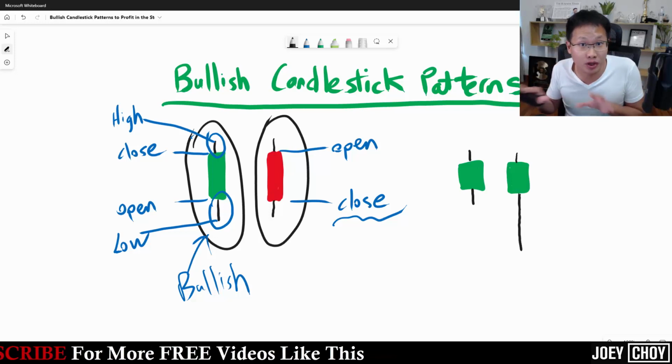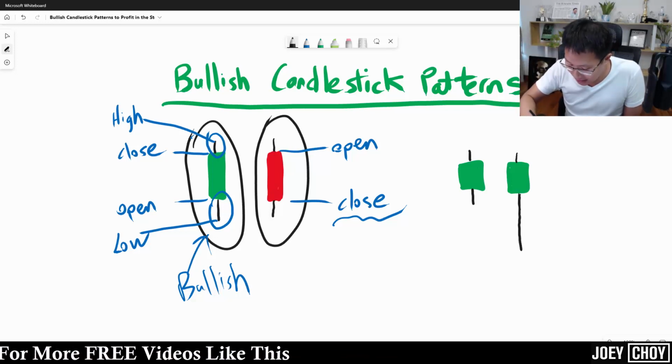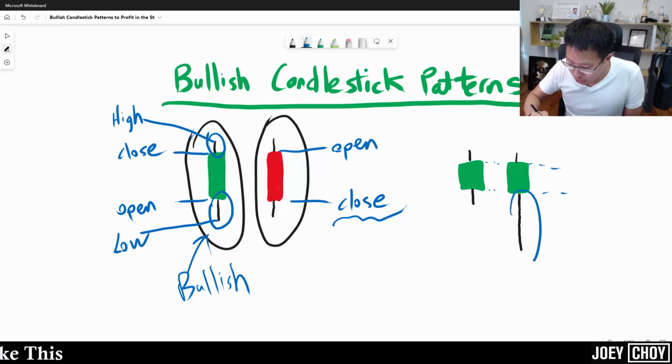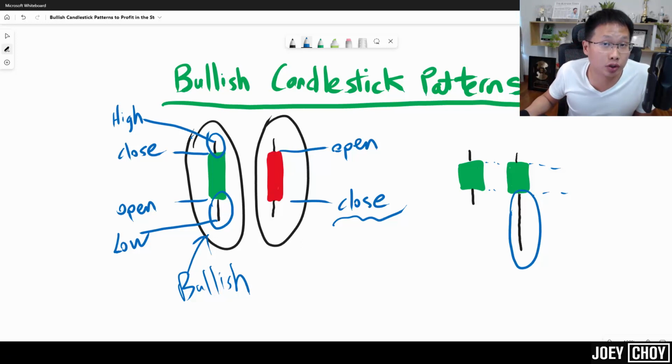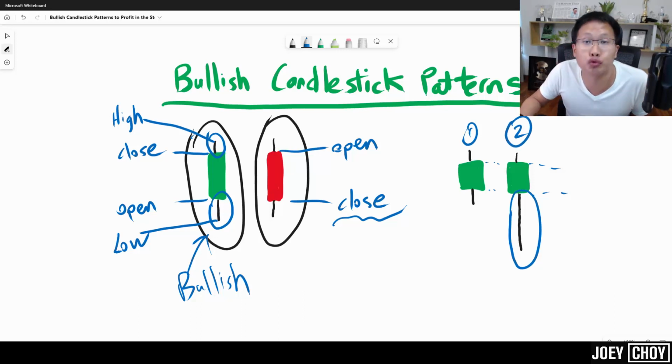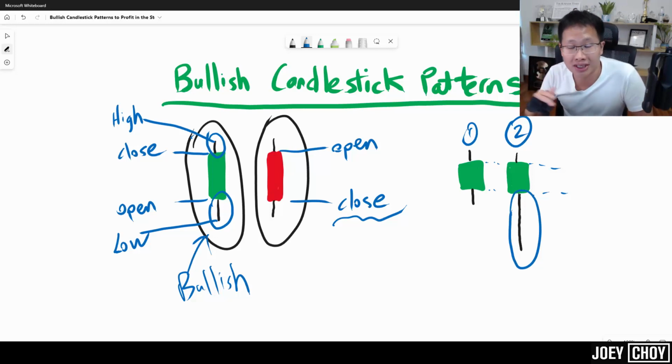Both of them have the same green bar, the same height, but one has a much longer lower shadow. The one on the right has a much longer lower shadow. Which do you think is more bullish, number one or number two? What do you think? All right, so the answer is number two. Even though both of them have the same opening price and closing price, and the green bar is the same height, how you can tell number two is more bullish is very simple.